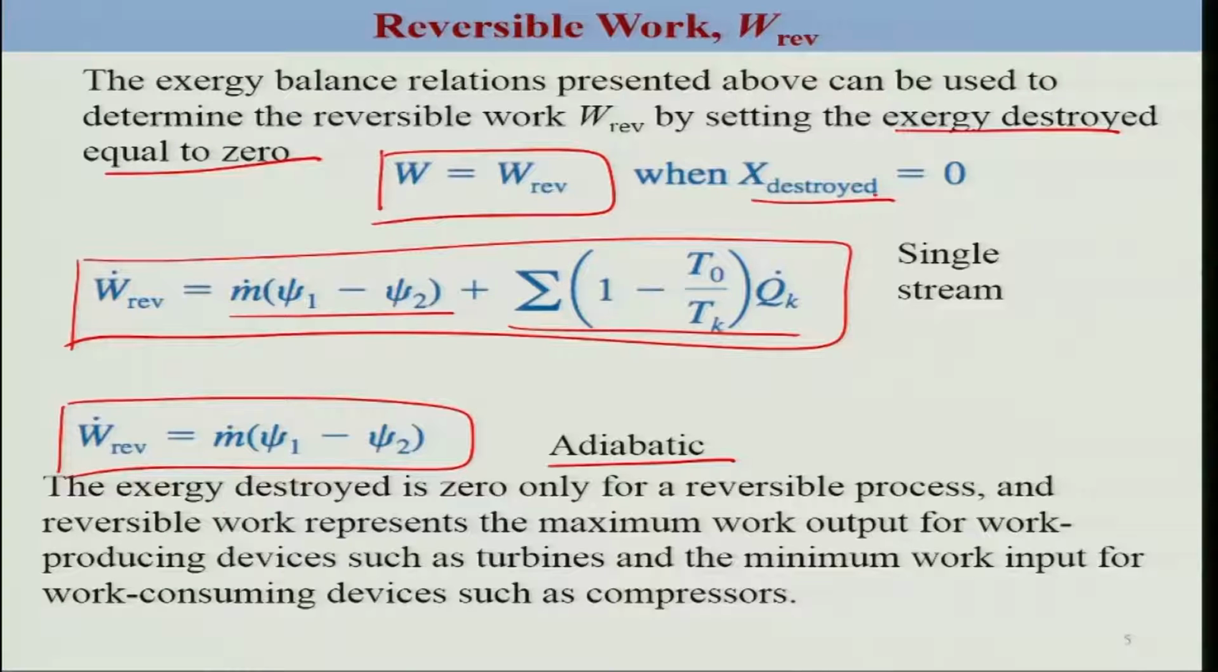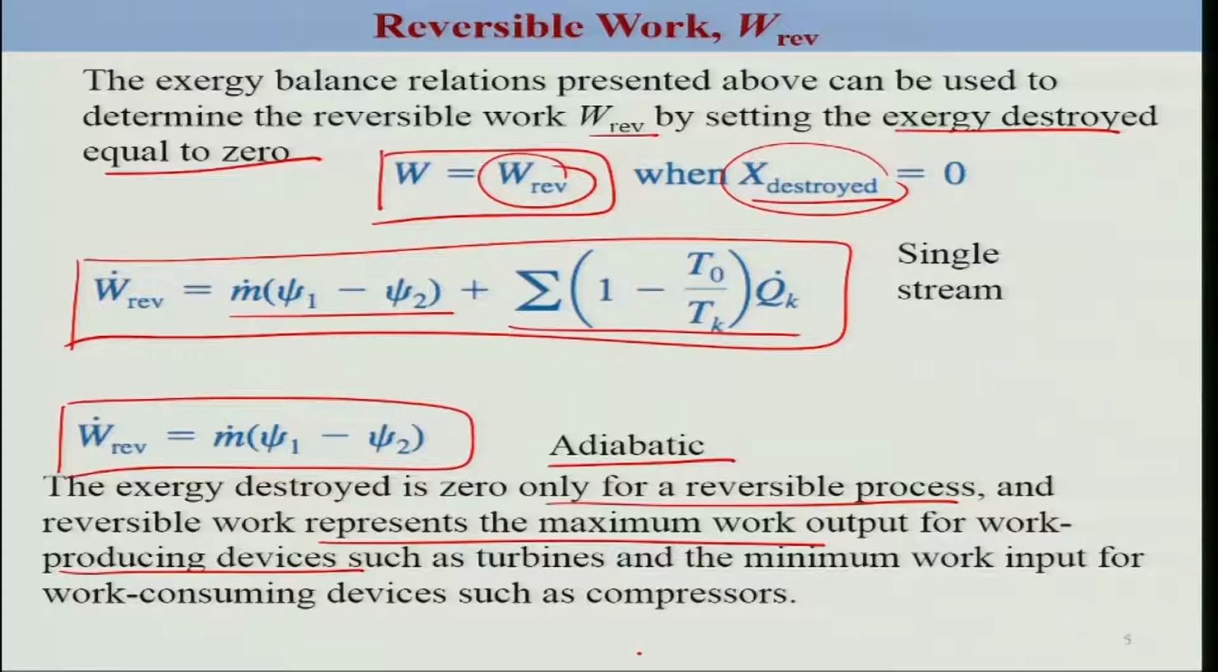So what we stated here is that for the case of a reversible system, your W is simply the reversible work, or in other words, X destroyed is 0. That means X destroyed is 0 for reversible work, and this particular work represents the maximum work output for a work producing device such as a turbine, and the minimal work input for a work consuming device such as a compressor. So this we have emphasized many times in this particular course. Now these are the aspects of reversible work.